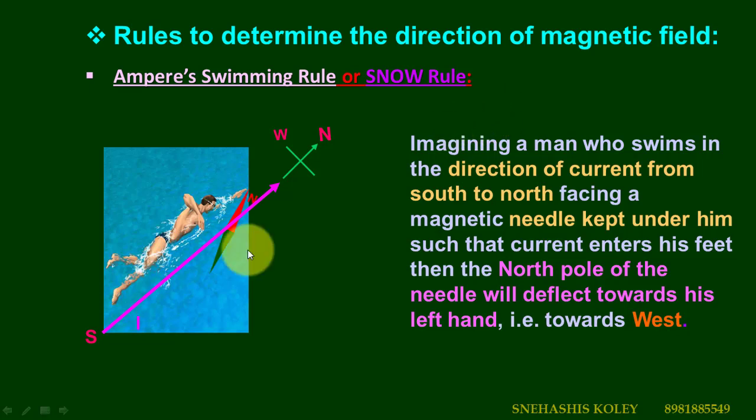If the needle is placed above the current carrying conductor, then the deflection will be in the westward direction, or towards his right hand. That means with the change in the position of the magnetic needle, the direction of the deflection will alter, and the deflection of the magnetic needle can also be altered by changing the direction of the current, as we have discussed in the experiment of Ørsted.